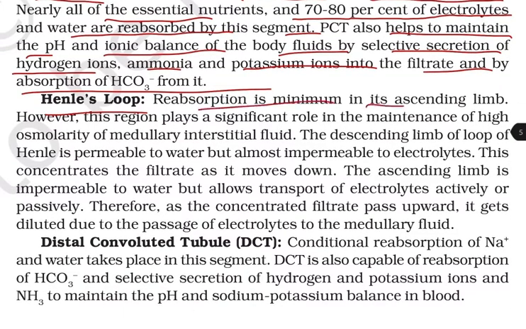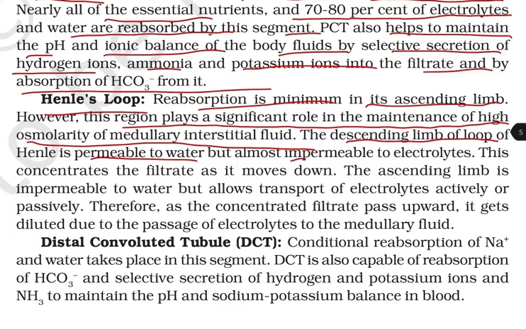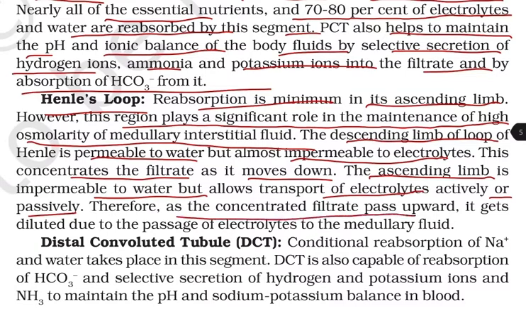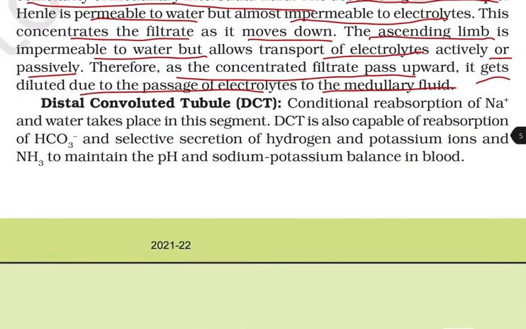Henle's loop. Reabsorption is minimum in its ascending limb. However, this region plays a significant role in the maintenance of the high osmolarity of the medullary interstitial fluid. The descending limb of the loop of Henle is permeable to water but almost impermeable to electrolytes. This concentrates the filtrate as it moves down. The ascending limb is impermeable to water but allows transport of electrolytes actively or passively. Therefore, as the concentrated filtrate passes upward, it gets diluted due to the passage of electrolytes to the medullary fluid.